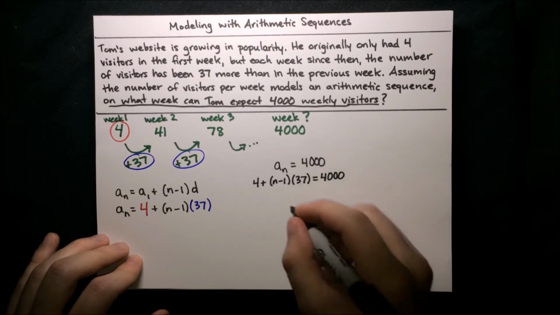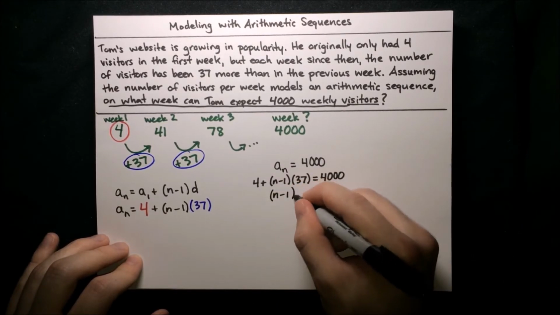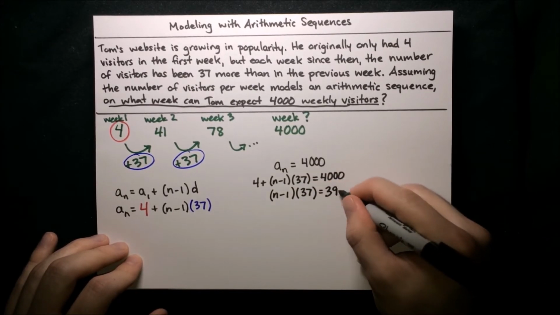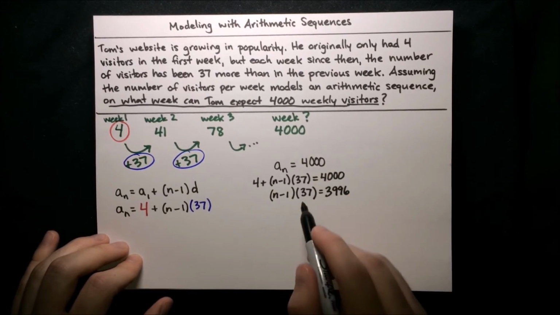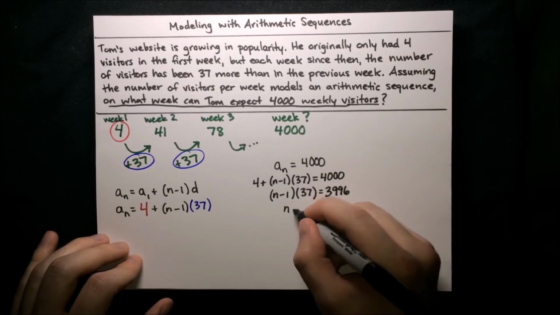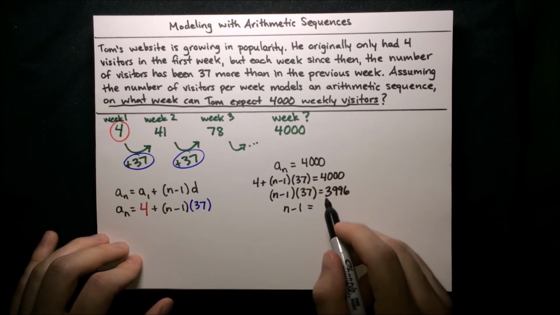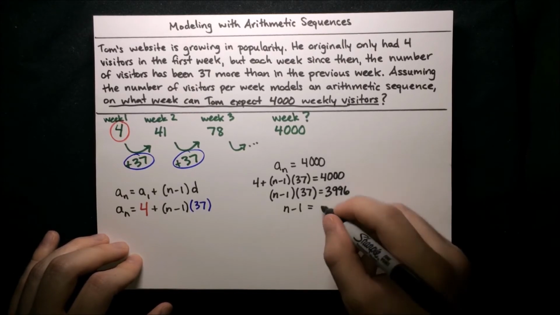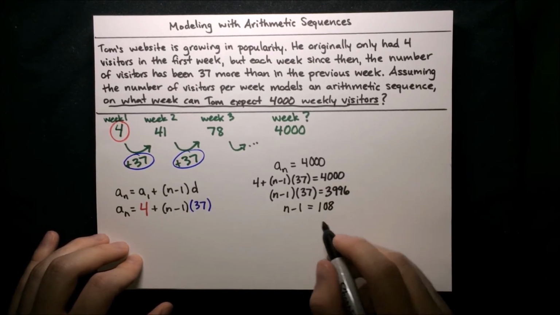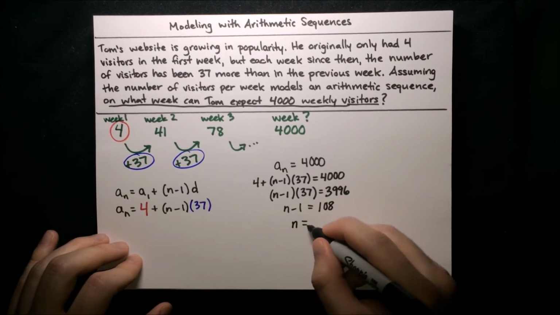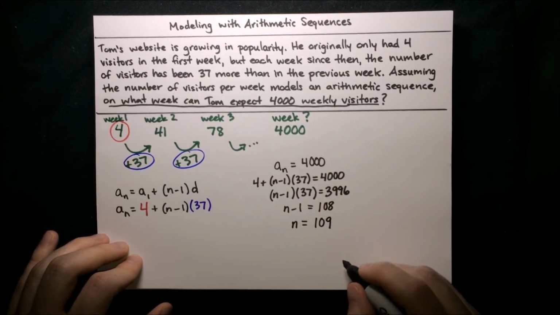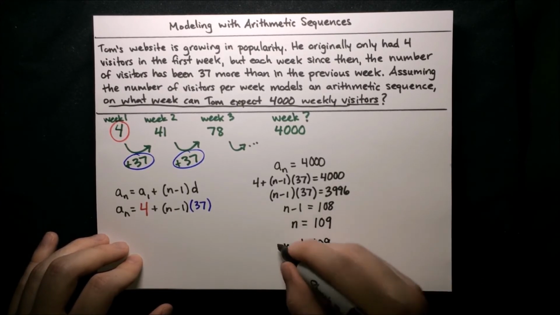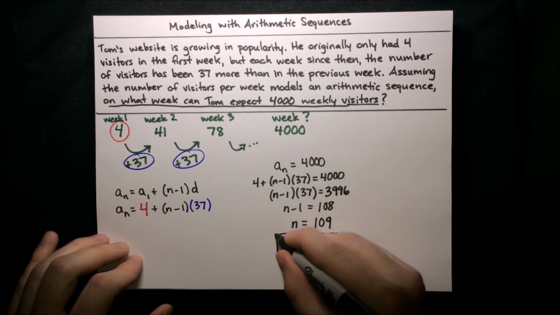Subtract 4 from each side, get n minus 1 times 37 is equal to 3,996. If we divide both sides by 37, we just have n minus 1 is equal to 3,996 divided by 37. Punch that in on a calculator, you get 108. And now we just need to add 1 to both sides, get n equals 109. So there we go. On week 109, that's when Tom can expect 4,000 weekly visitors.